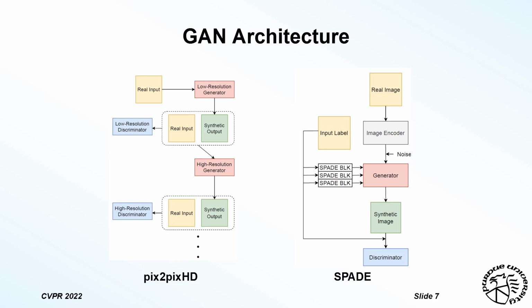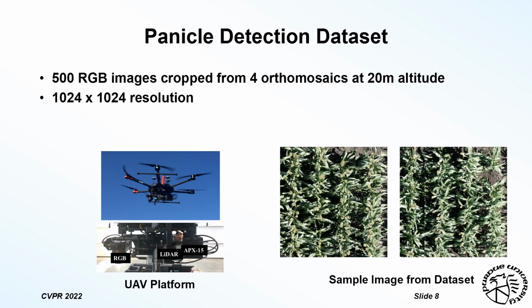The SPADE model is an improvement of Pix2PixHD that is used to preserve the semantic information by adding the SPADE blocks. We only have one class in our datasets with minimal semantic information, so the added blocks for preserving semantic information might not be beneficial. So we decided to use both methods and compare their performance.